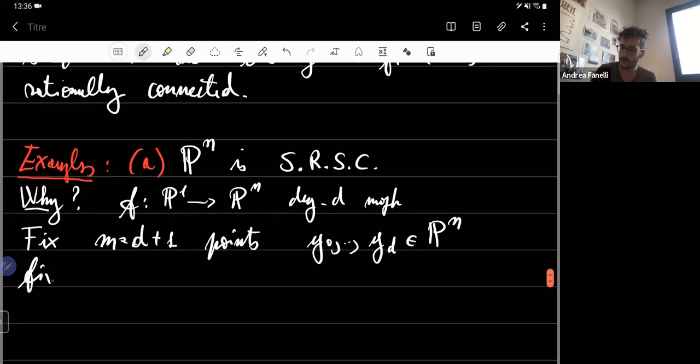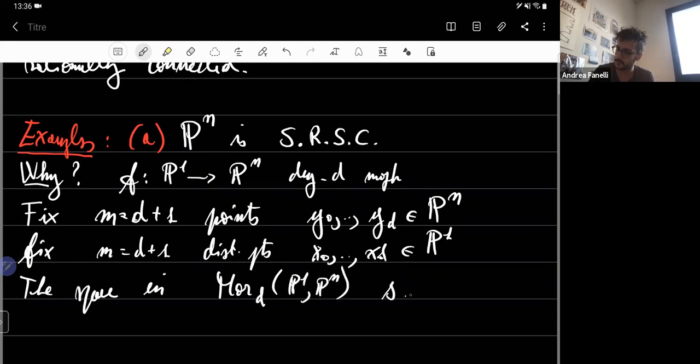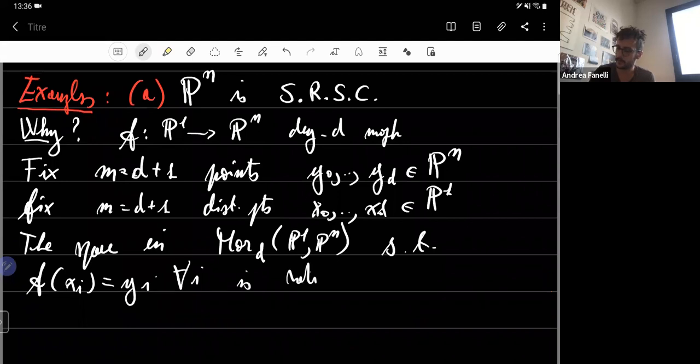and then you fix the same number, d plus 1 distinct points x_0 to x_d in P^1, and then you look at the space inside the morphisms of degree d between P^1 and P^n, parameterizing the morphisms f such that f(x_i) is y_i for all i. And this guy is rational. It's rational to a projective space. This is very easy. And once you have that, basically you deduce the strong version of rational simple connectedness.